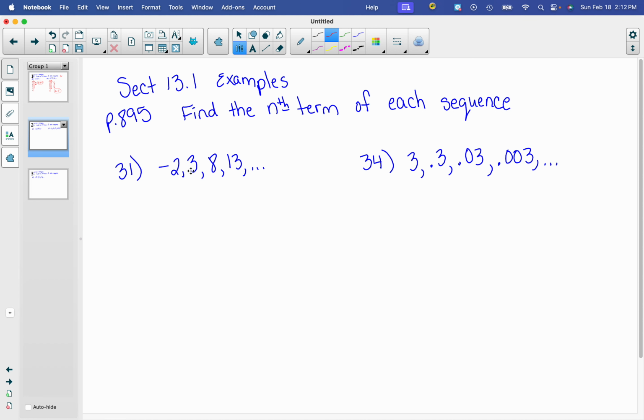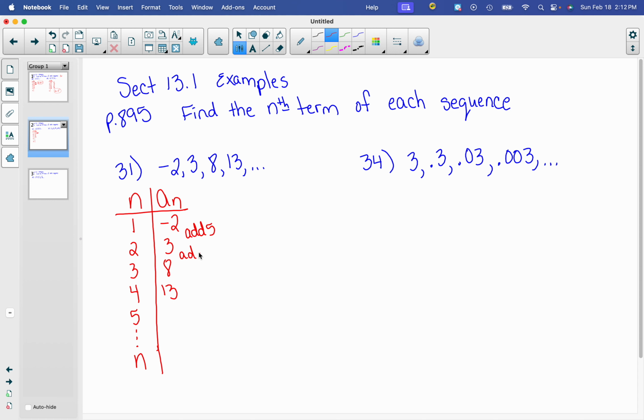Same set of directions, same kind of set of problems, because these are a little tricky. So I have n, I have a sub n. Again, n is the counting numbers. Here I'll list my terms in the sequence. I need to find what the pattern is. Hopefully you see -2 plus 5. If I add 5, I get 3. If I add 5, I get 8. If I add 5, I get 13.